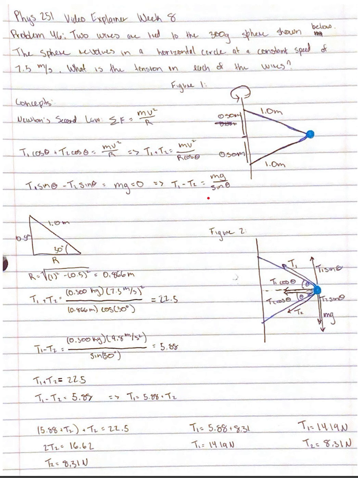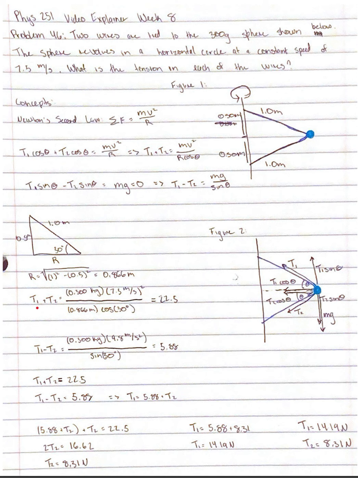Next, in order to move on, we need to solve for r. To do so, we will be using the Pythagorean theorem and this triangle. Using the Pythagorean theorem, we can find that r is equal to 0.866 meters. Now that we have a radius, we can solve for the tension in the horizontal axis.